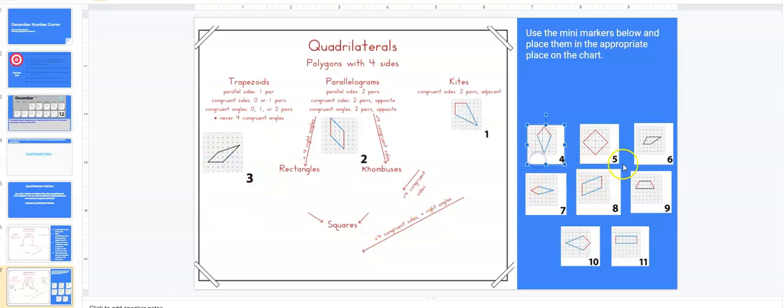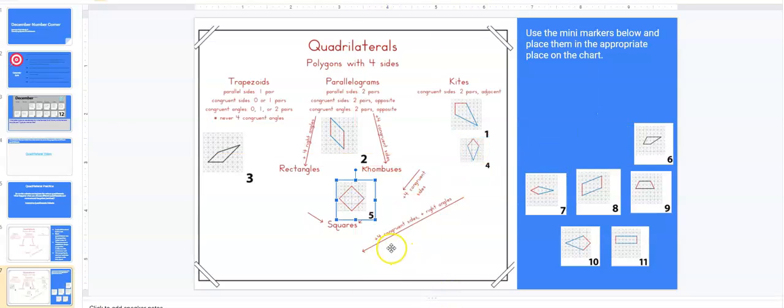And let's take a look at this one. This one looks a lot like the first one. It looks like a kite, and I can tell by the colors of the lines, these are congruent and these are congruent. So in order to be a kite, it has to have 2 pairs that are adjacent that are congruent, and this one does. So I'm going to keep this one over here.